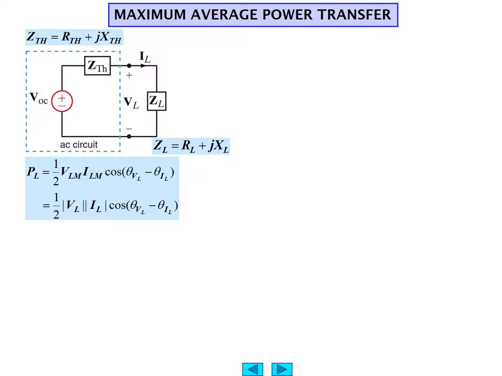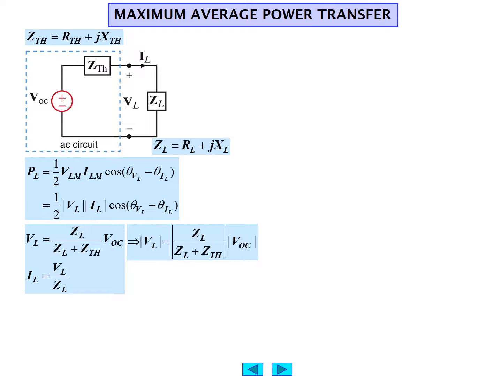The power in the load, P sub L, would be 1/2 V sub Lm, I sub Lm, times cosine of theta V sub L minus theta I sub L. Or if you will, 1/2 the magnitudes of V sub L and I sub L, times the cosine of the difference of the phase angles. V sub L, by voltage division from this Thevenin equivalent circuit, would be Z sub L divided by Z sub L plus ZTH times the open circuit voltage. And I sub L would be V sub L divided by Z sub L.